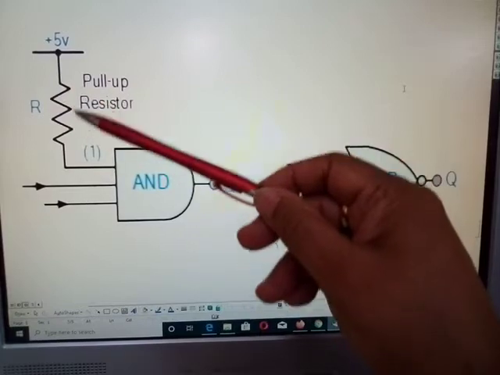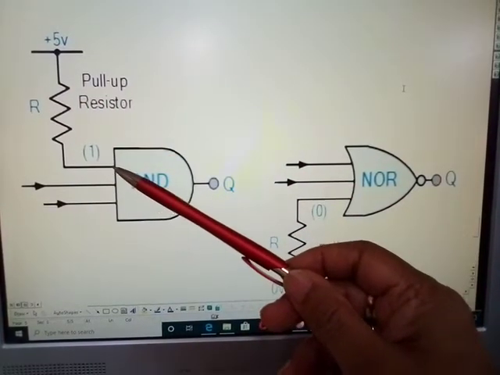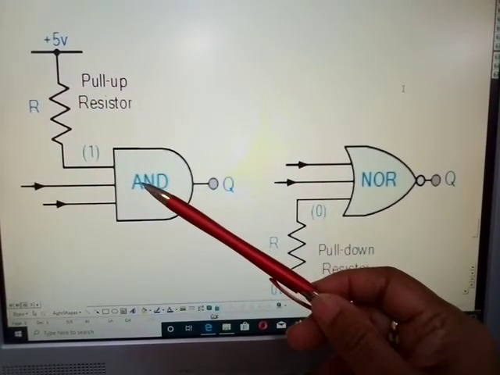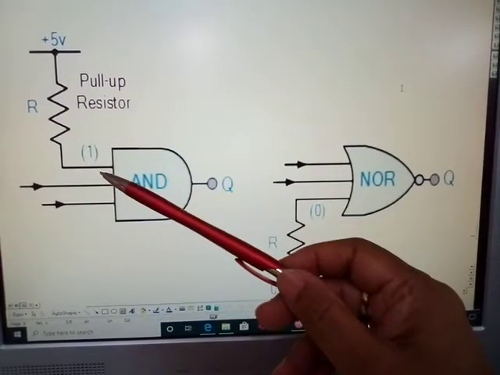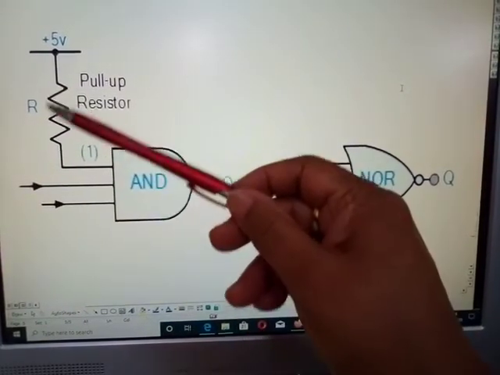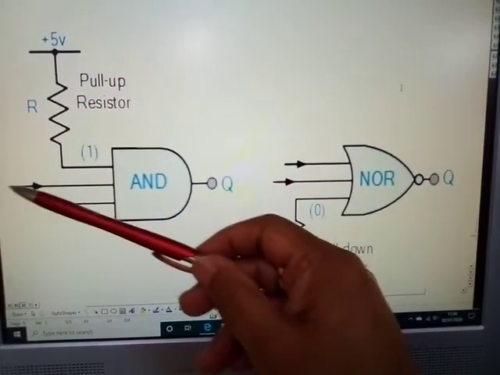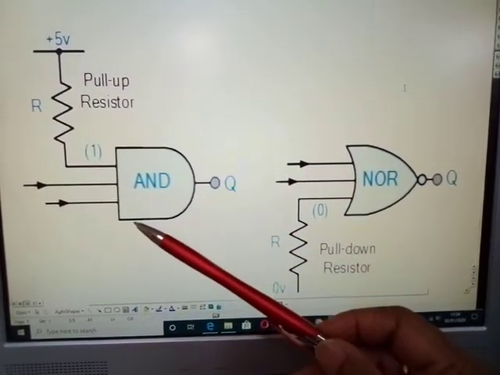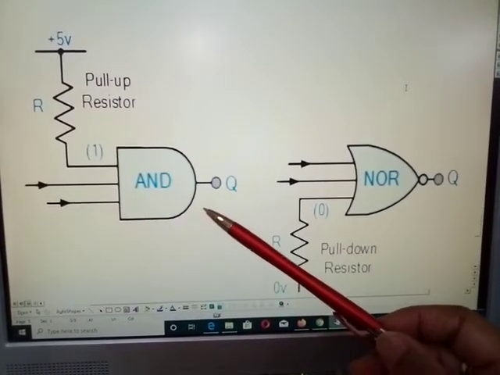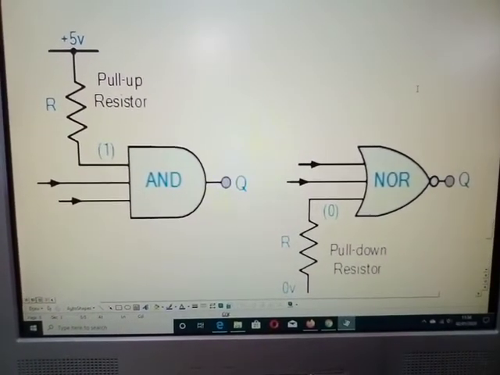The resistor is there to prevent any excessive load on your gate, so that excess current does not flow; the resistor will take that up if need be. Now that's your pull-up resistor. These will be your inputs that will trigger your gate.